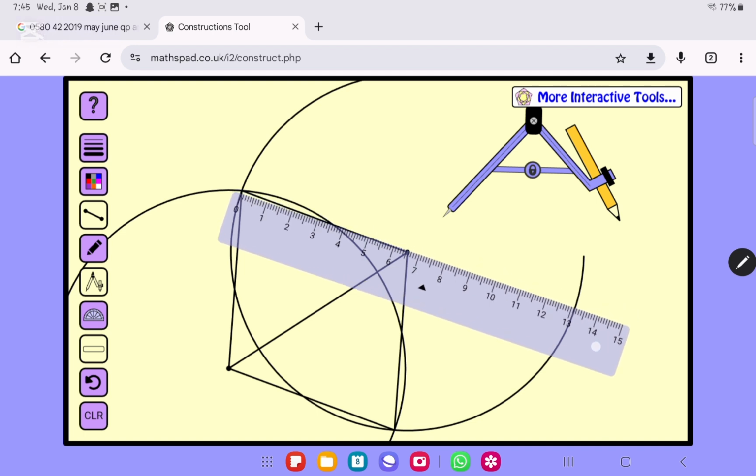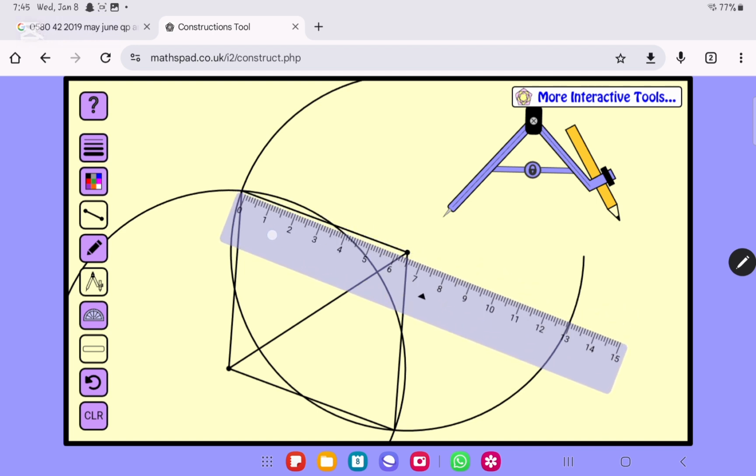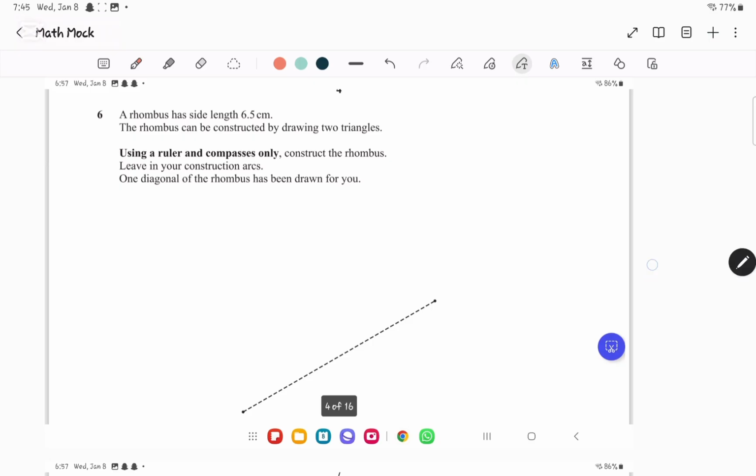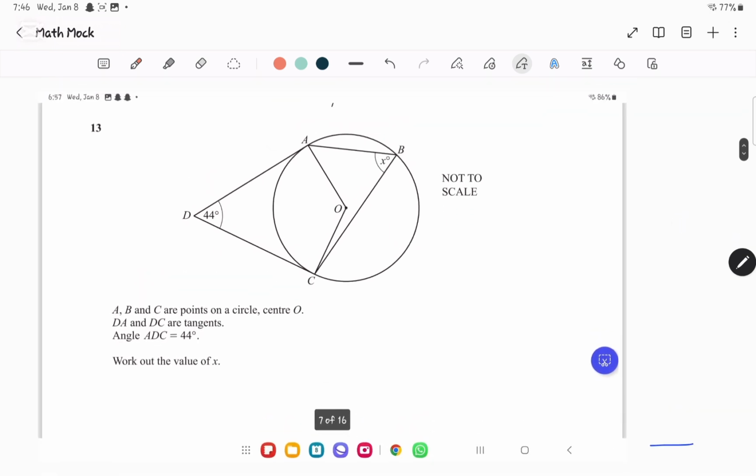So here, as you see, it is exactly 6.5 centimeters. That means we created a rhombus with a side length of 6.5 centimeters, without using a ruler, but instead using arcs and angles. So that is it for question 6. We will move on to question number 13.